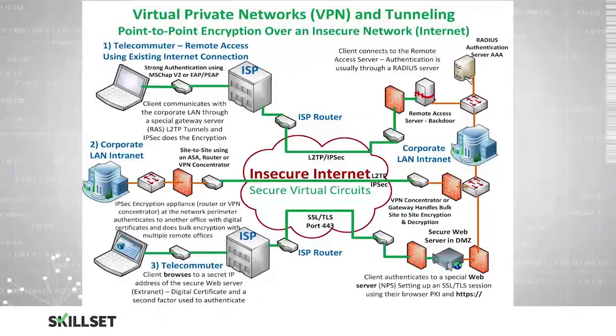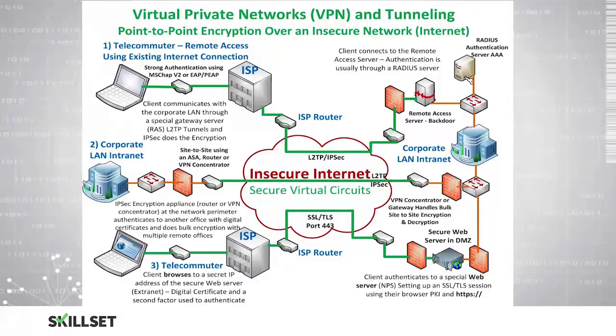Virtual private networks can be used to create tunnels or point-to-point encryption to communicate between two sites over the internet, which is considered to be inherently insecure. Your telecommuter can remotely access using the internet connection in their house. You can provide strong authentication with either Microsoft CHAP version 2, EAP, or PEAP. They would connect through their internet service provider into your corporate environment, creating an L2TP/IPsec tunnel. The communication would then be encrypted between your telecommuter and your corporate environment.